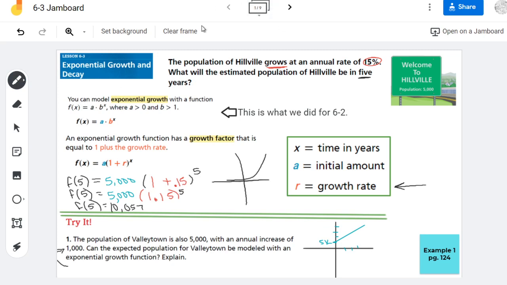So there we have it. That is exponential growth and decay when we're talking about population.